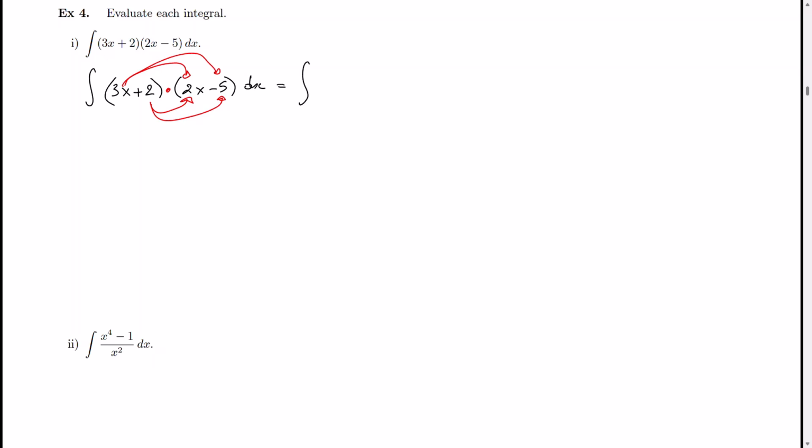So let's begin with the 3x times 2x. 3 times 2 is going to be 6, and then x times x is going to be x squared. Then I have the 3x with the negative 5. When I multiply those, 3 times 5 is going to be 15, and the x goes for the ride. So that part is done. 2 times 2x is going to be 4x, and finally 2 times negative 5 is going to be negative 10, and I need to keep writing down the dx at the end.